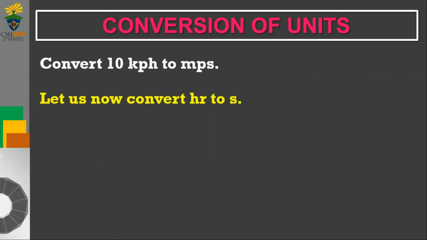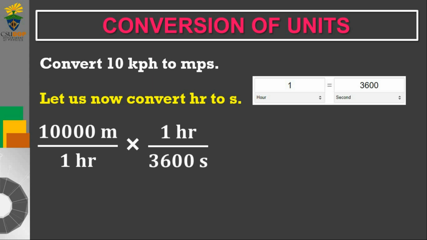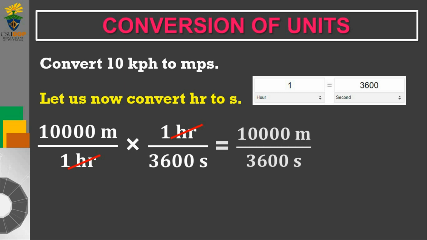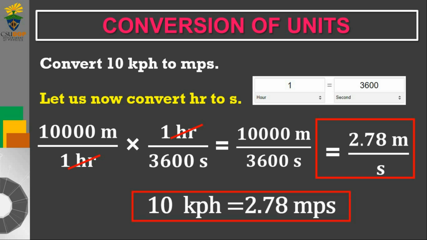Next, let us convert hours into seconds. We know that 1 hour is just equal to 3,600 seconds. Therefore, we have 10,000 meters per hour, multiplied with 1 hour per 3,600 seconds. Cancelling the hour and doing the math, we are left with 10,000 meters over 3,600 seconds. Further simplifying the answer, we get 2.78 meters per second. That means 10 kilometers per hour is just equal to 2.78 meters per second.